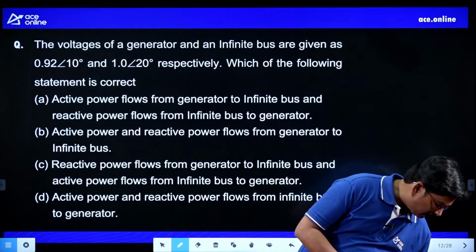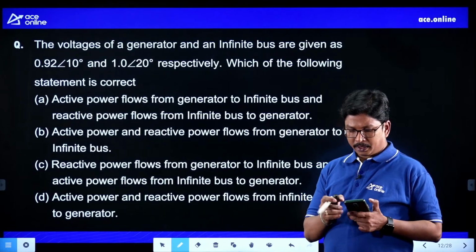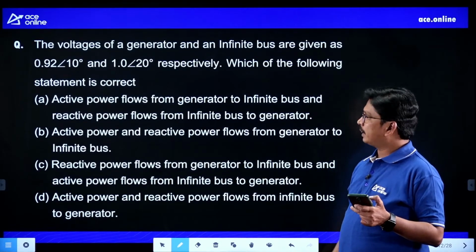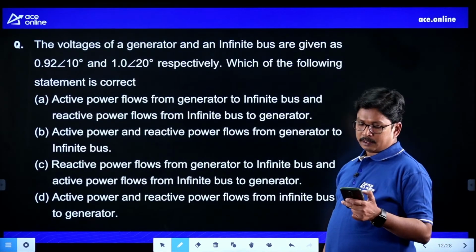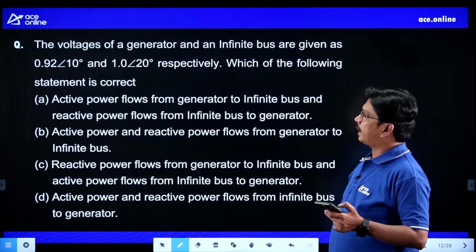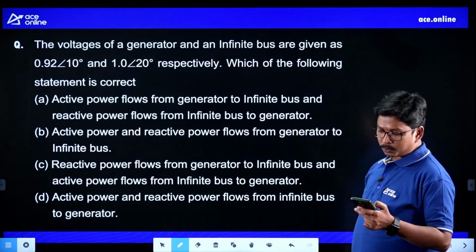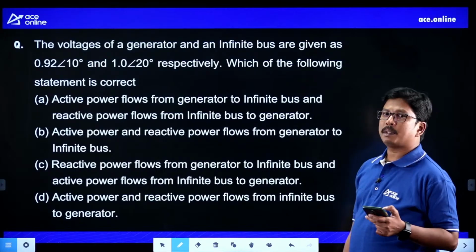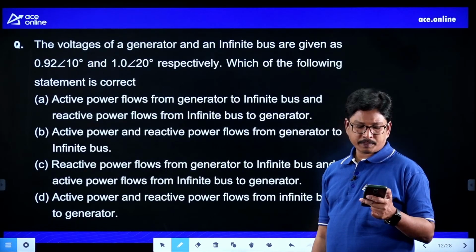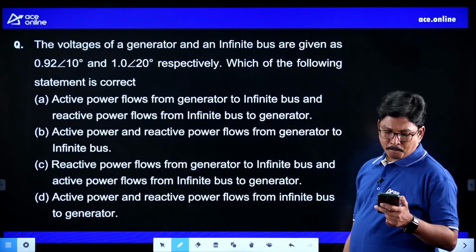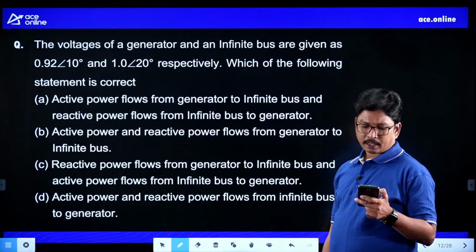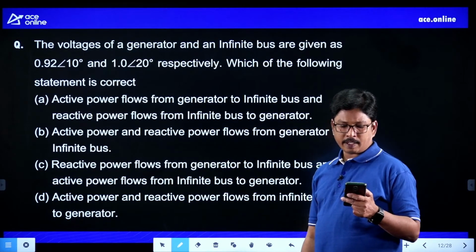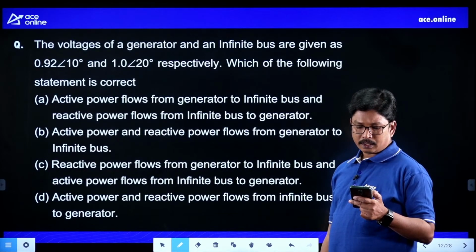Any answer? Try to give the answers. Try to read the statements clearly. The generator voltage is given as 0.92 at an angle of 10 degrees and the infinite bus voltage is given as 1.0 at an angle of 20 degrees. Then which of the following statements are correct? Any answers? Durga Prasad, Anita, Uma, aspirant, Jagtap, any answers? Shall we expect? No response?